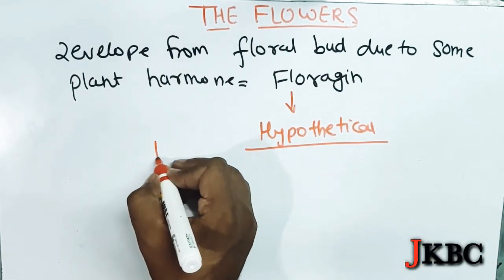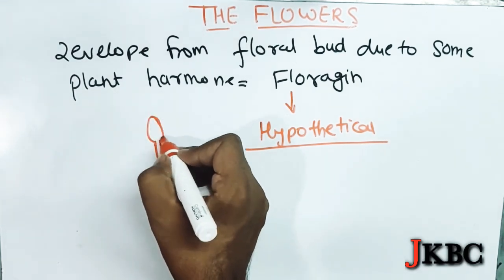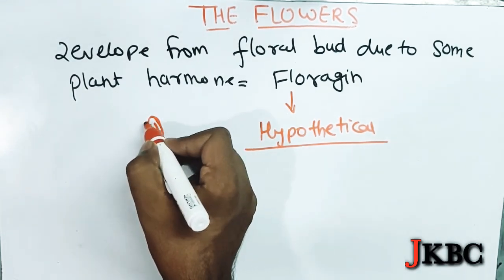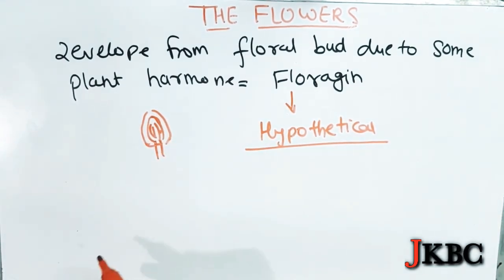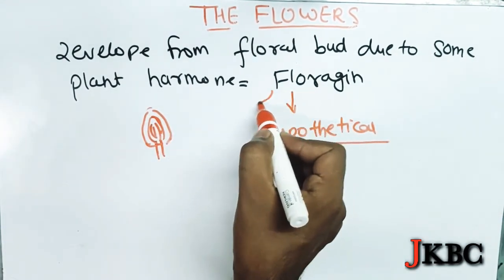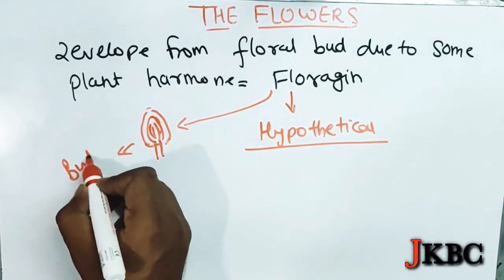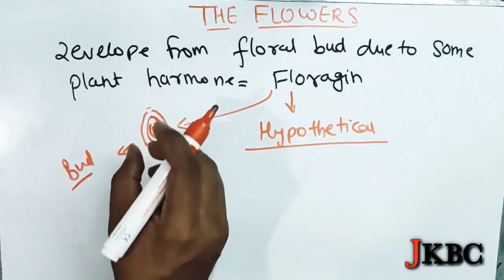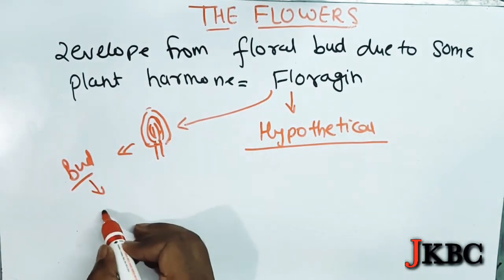Initially, you know this is the shoot part, and it has all the four whorls in a closed shape, all looking like this. But initially the florigen acts on this bud, this is the bud, and the florigen hormone acts on this bud, then this bud is converted into a flower.